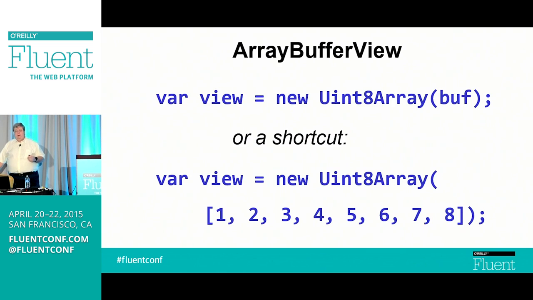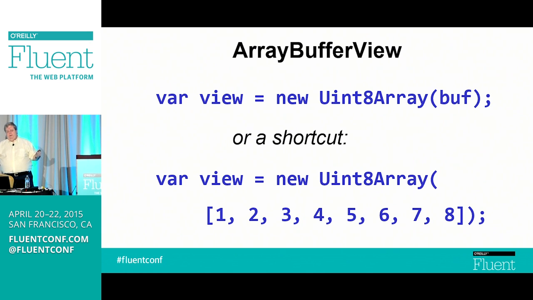For that, I have to have an array buffer view, which is also known as typed arrays. And this is simply saying, take an existing array buffer and pretend that it is a sequence of simpler types. And the simpler type that I always use is unsigned 8-bit integers, because that's what a byte is.